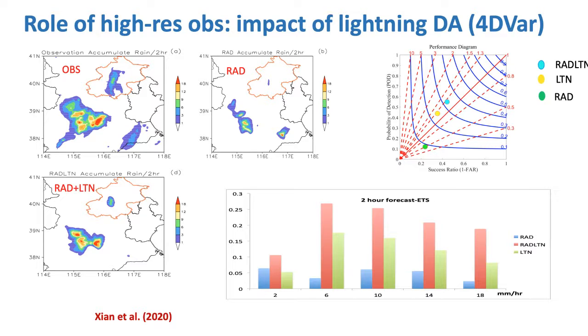You can clearly see that when we combine these two, we are able to successfully forecast the reinitiation in front of the old decaying system. So of course, the score is improved by combining these two types of observations. Okay.